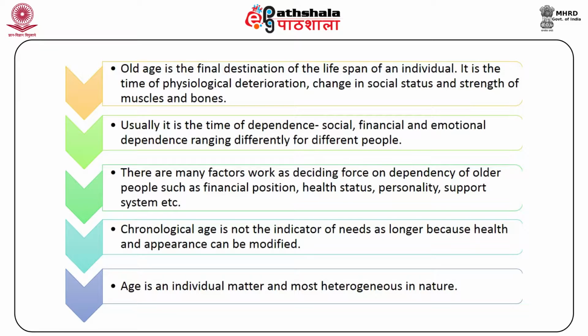Usually, it is the time of dependence, social, financial and emotional dependence, ranging differently for different people. There are many factors that work as deciding force on dependency of older people, such as financial position, health status, personality, support system, etc. Chronological age is no longer the indicator of needs, because health and appearance can be modified. Age is an individual matter and most heterogeneous in nature.